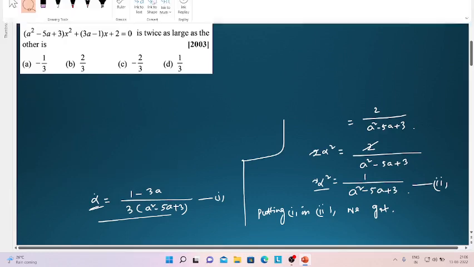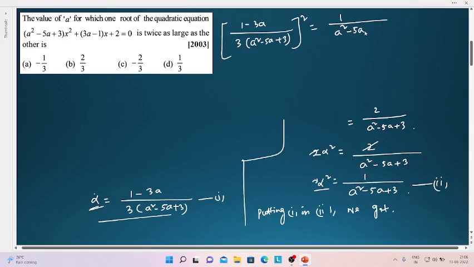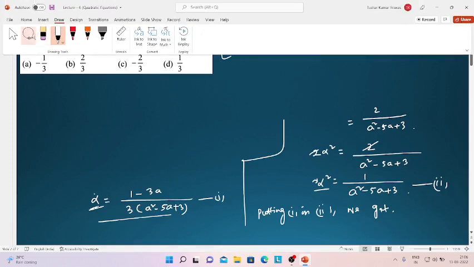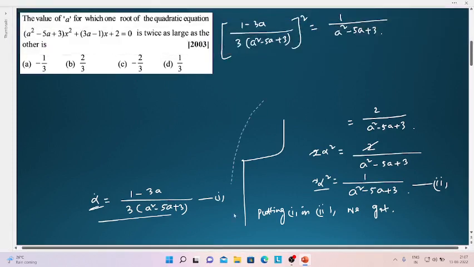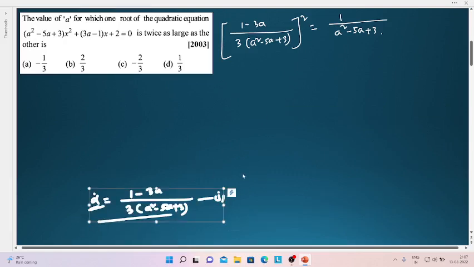Right. So let me write down. If we put alpha in alpha square, we will have (1 minus 3a) upon 3 times (a square minus 5a plus 3), that part whole square, equals 1 by (a square minus 5a plus 3), right? Let me erase that part so that we can try to solve this question. We will have more spaces.